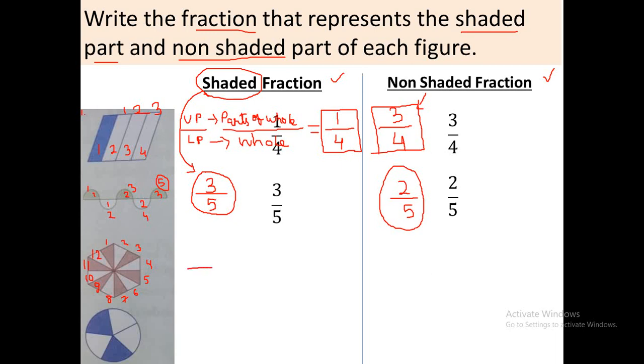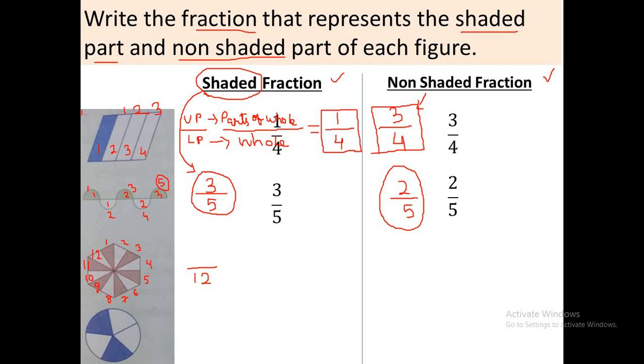So total, the whole is 12. So in the lower part I will write 12. 12 will always come in the lower part of this figure, because the figure has been divided into 12 equal parts. Now the shaded fraction I will write.